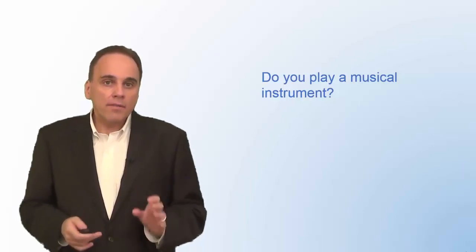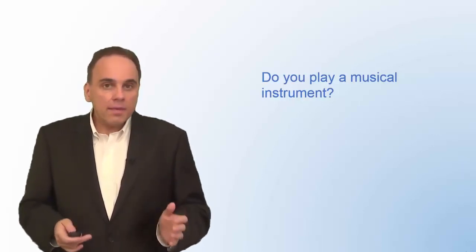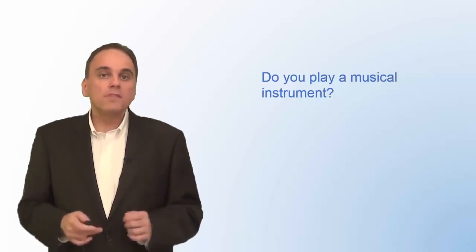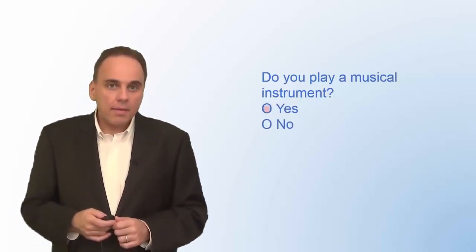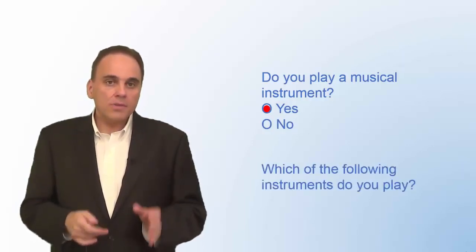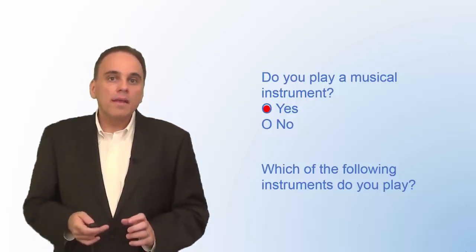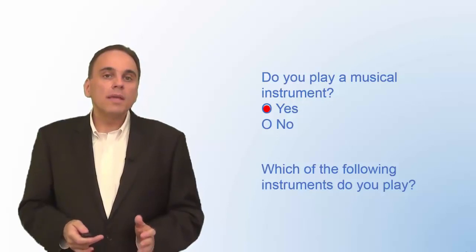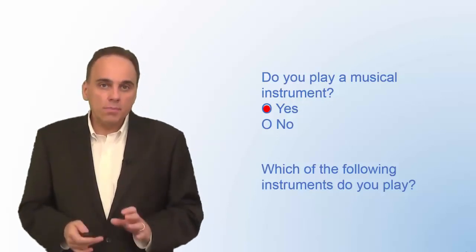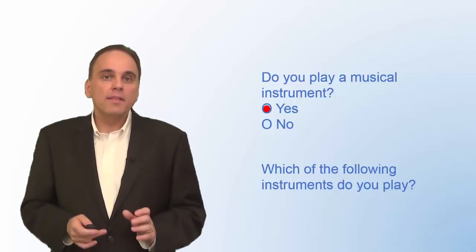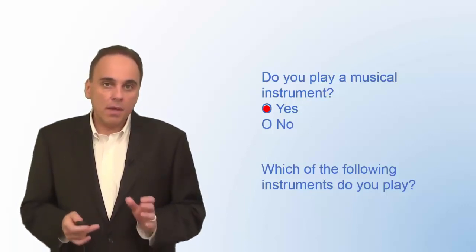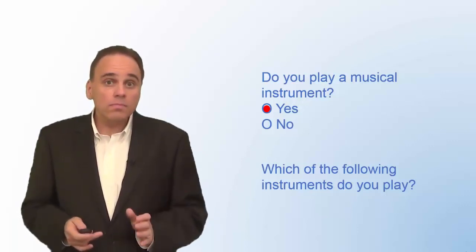For example, look at these 2 questions. Do you play a musical instrument? And then, which of the following instruments do you play? The first question is a branching question. Only if the respondent answers yes to the first question should the second question even appear. If there are questions in your survey that only apply to some of your respondents, use branching questions and make sure that the online survey tool you use supports skip logic. Not all do.